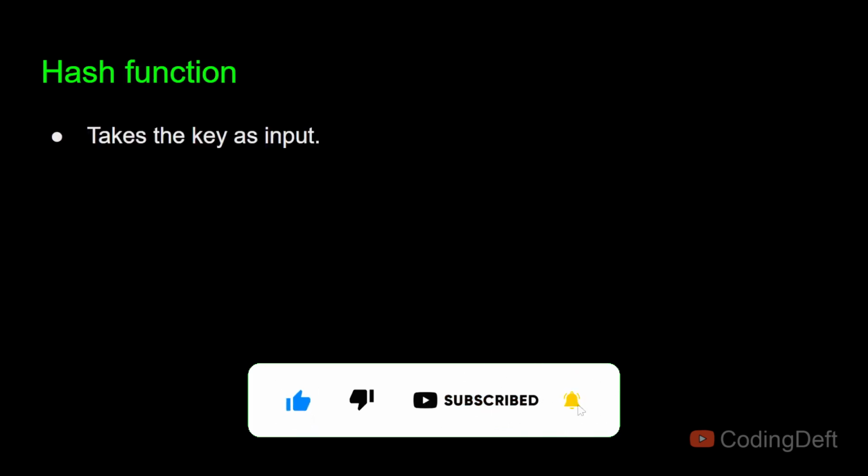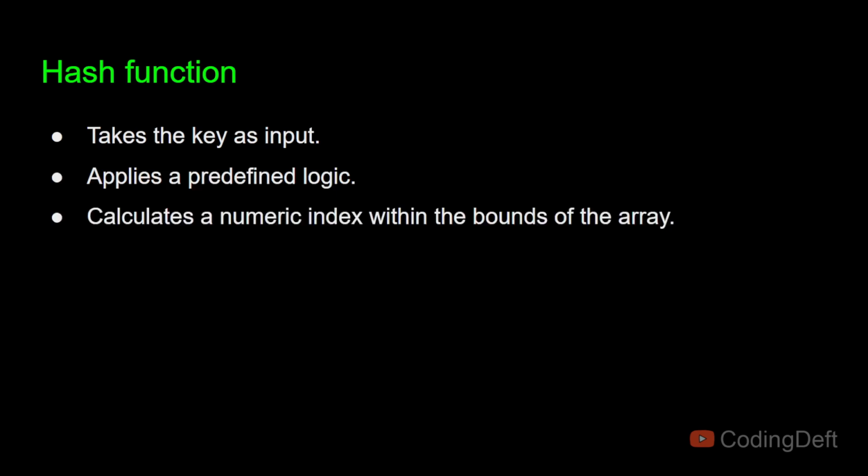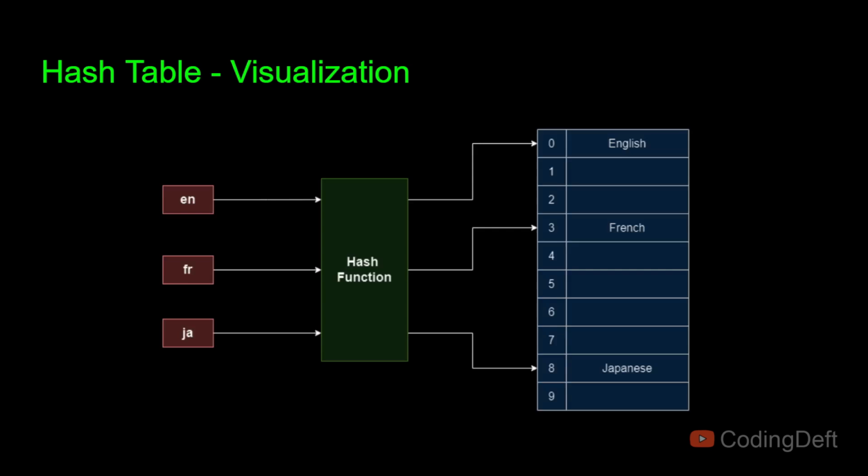First, the hash function takes a key as input and applies a predefined logic to compute the index, and it returns the numerical index that is within the array bounds. That is, let us say you have an array of size 10, then it always returns an index which is within the 0 to 9 range. What we do with the returned index is, at that particular index we store the value passed. And this hash function is used while retrieving as well. So we pass the key to the same hash function to get the index where the value is stored and return the value.